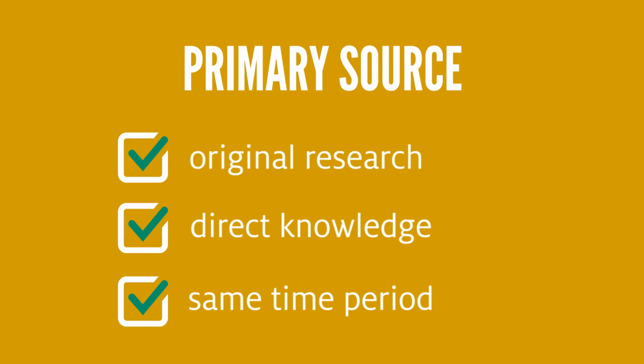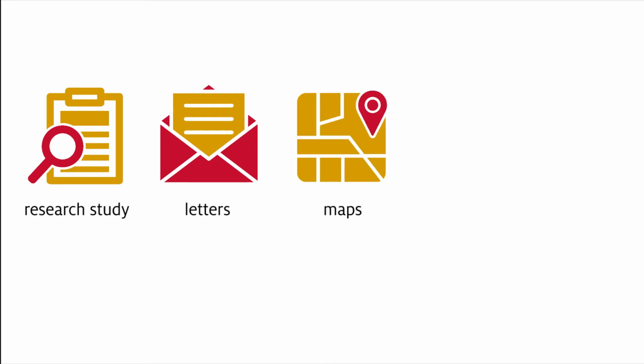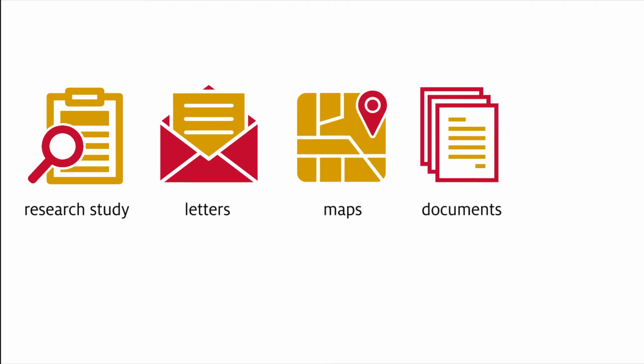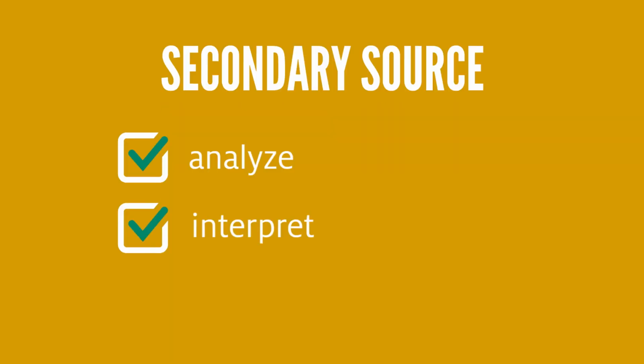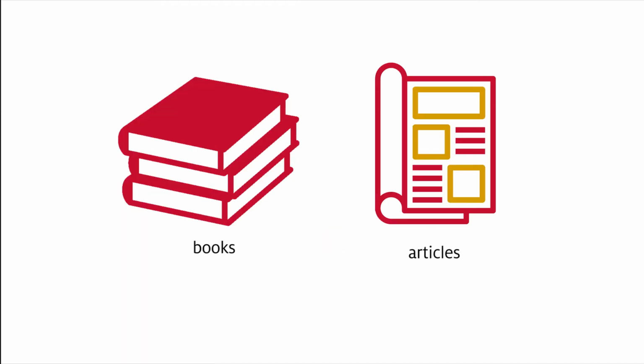Examples of primary sources include research studies, statistics, data, diaries, letters, interviews, art, maps, videos, legal documents, government documents, and even a tweet or other form of social media. Secondary sources analyze, interpret, and synthesize primary sources. Examples include books and scholarly and magazine articles that interpret or analyze previous findings.